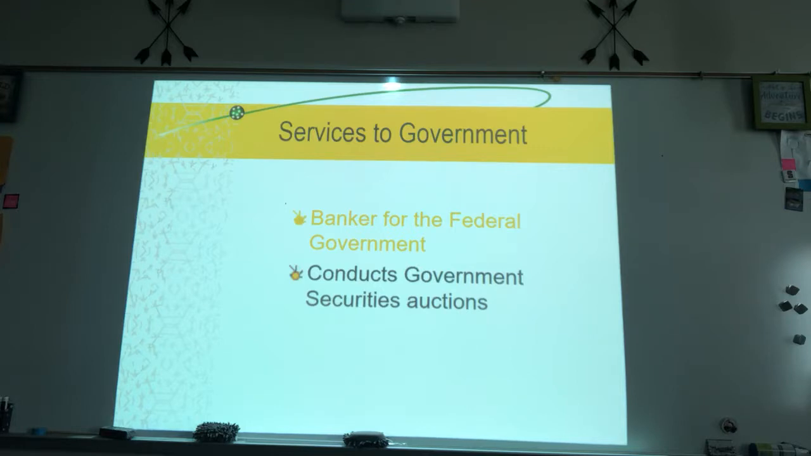And so we know the Fed provides government services. They are the banker for the federal government. They conduct the securities auctions. So it seems weird, a securities auction. Basically, that's when they're auctioning off securities, pieces of paper saying that they have value. And when the government's saying that and they're selling it, the government's taking in money. But when the government buys that back, that puts money out into the system that was never there. That's the creation of money.